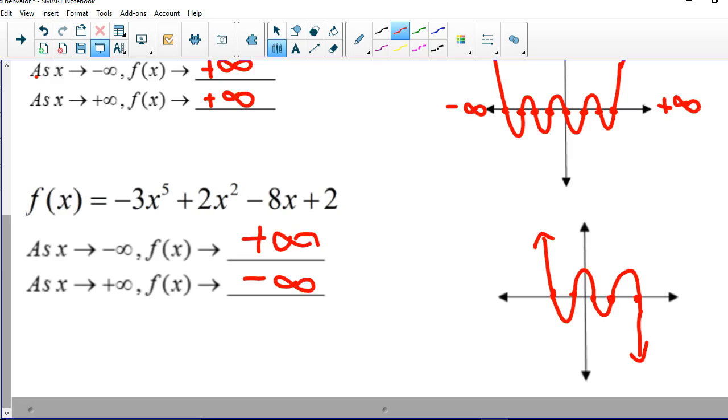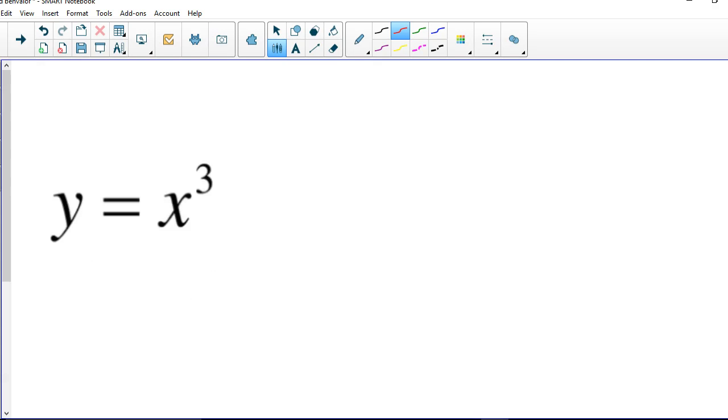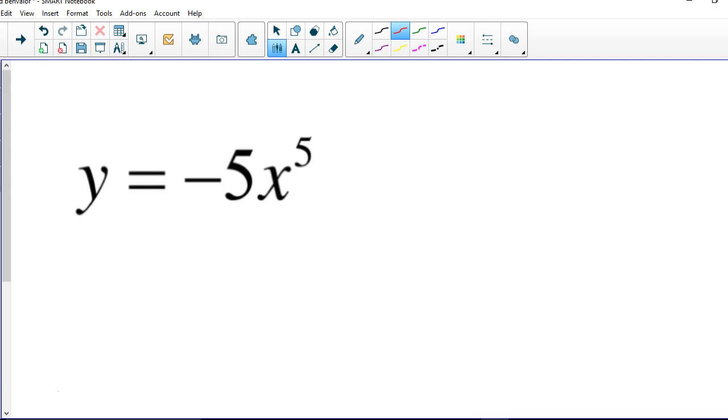I'm going to test you. They're going to get difficult. Are we ready? Okay, let's go. Y equals x squared. Let me see everyone's hands. Very good. X cubed, right hand side. Good. Negative 5x to the 5th power. Which way? You've got to think about it. First, we look at the leading coefficient. Good, and then it's opposite. Very good. Let's do just a couple more.